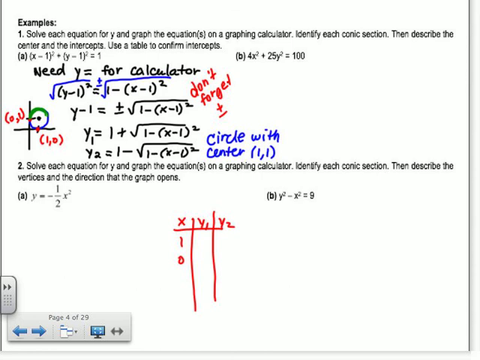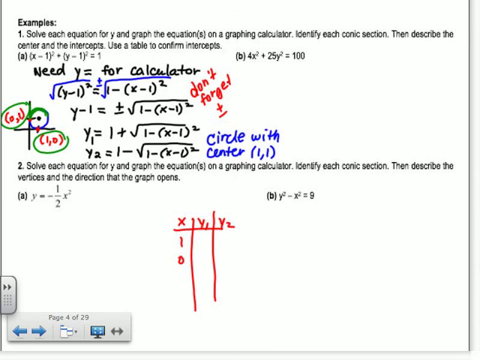Do you guys see when you plug in 1, it gives you two values? It gives you 1, 0, and it gives you 1, 2. The 1, 2 is for that second curve up on the top. So 1, 0, that is an intercept. And then see how when you plug in 0, it gives you 0, 1. All right, that's the other intercept.